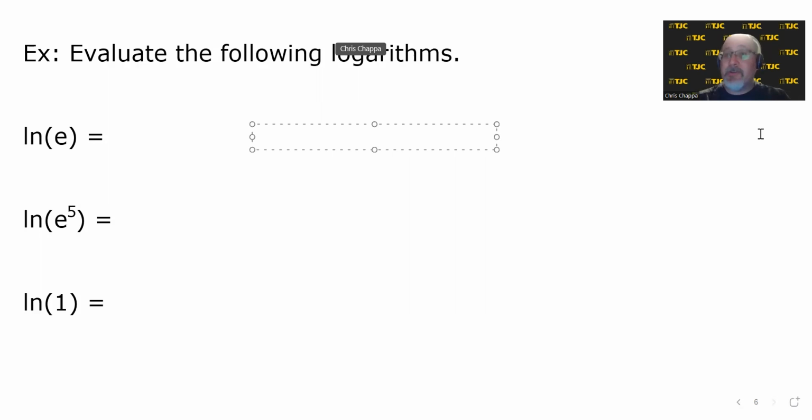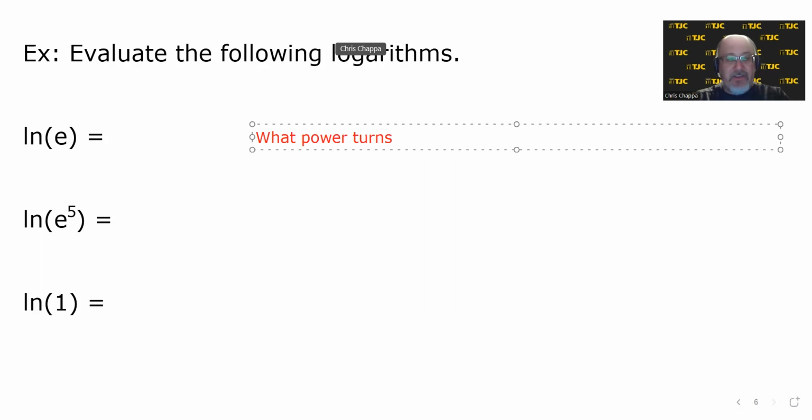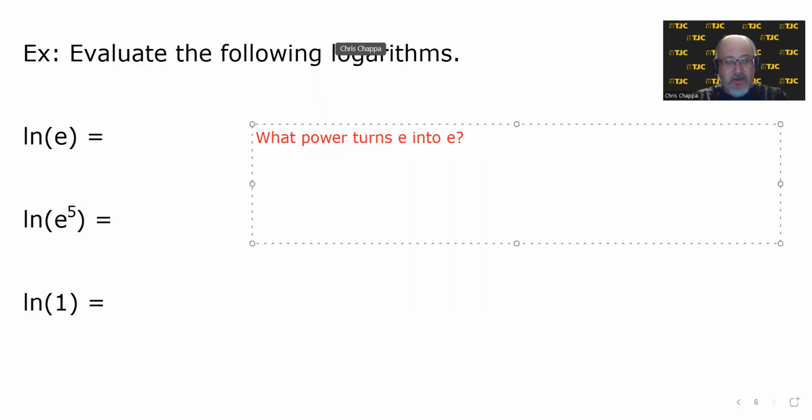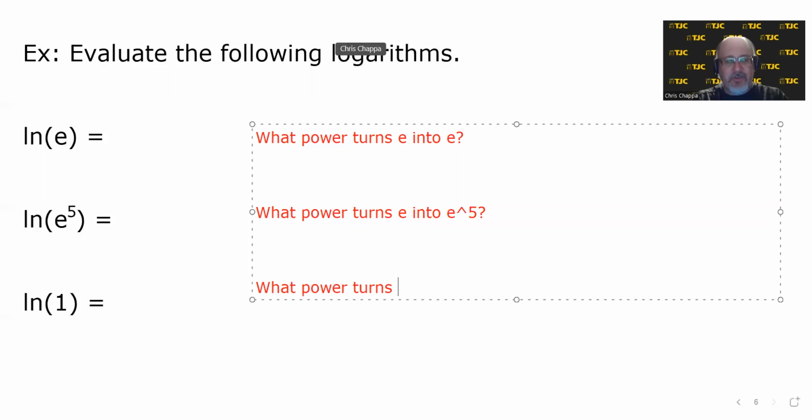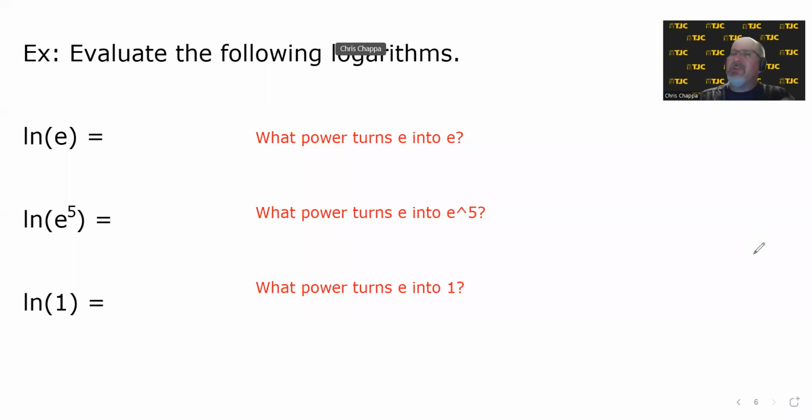And the answer to a logarithm is a power. So this is asking what power turns base e into e. The second one is asking what power turns e into e to the fifth power. Wait a minute. What power turns e into e to the fifth power? I think I know that one. And the last one is what power turns e into 1. But again, the trick to many logarithms is to know the question it's asking.